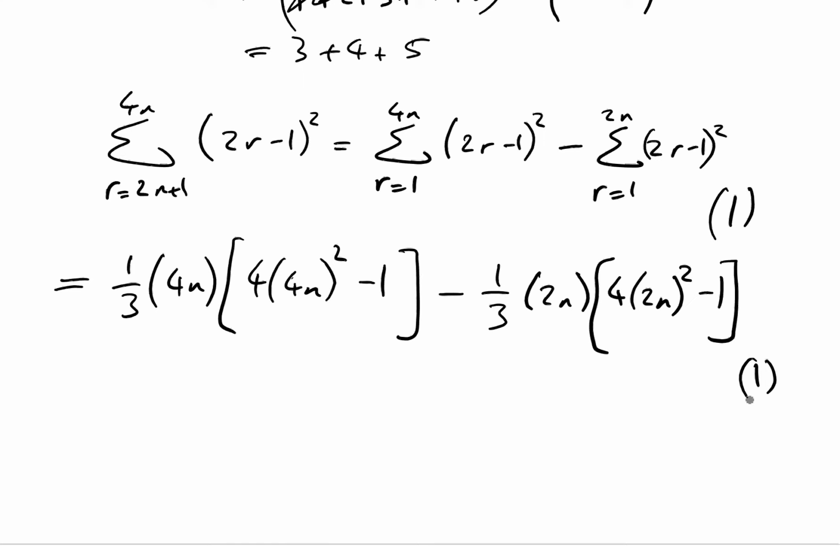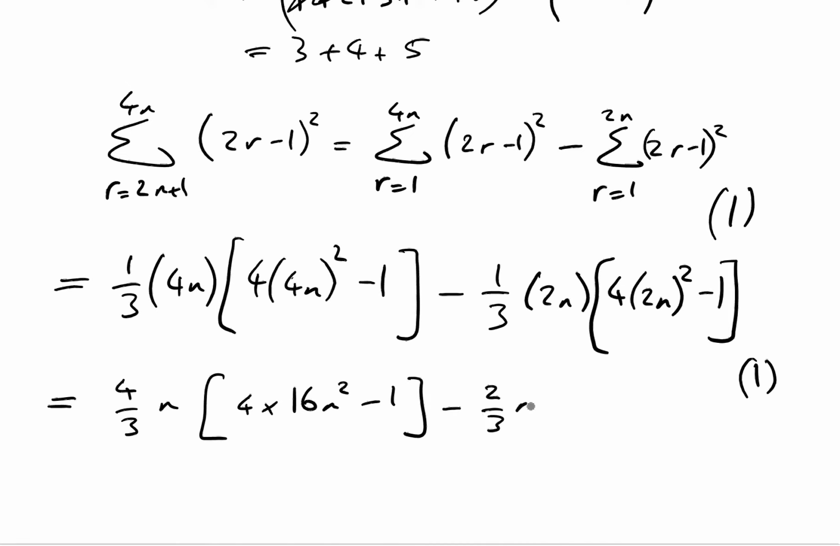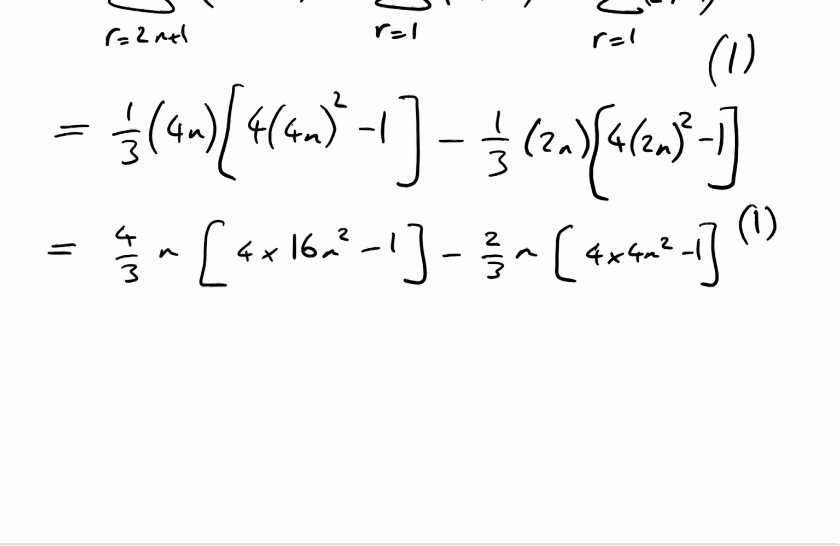The final mark is getting it in the form of finding out what a and b are. So let's do a little bit of manipulation. We've got 4/3 n times by 4 times, this is 4 squared, remember, so 16n squared, take away 1. Minus 2/3 n. This is 2n all squared, remember, so this is 4 times 4n squared, minus 1.